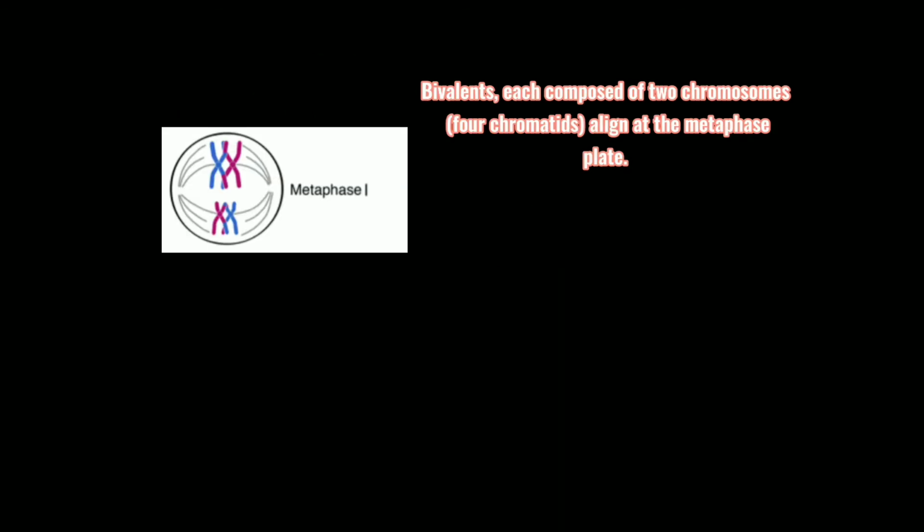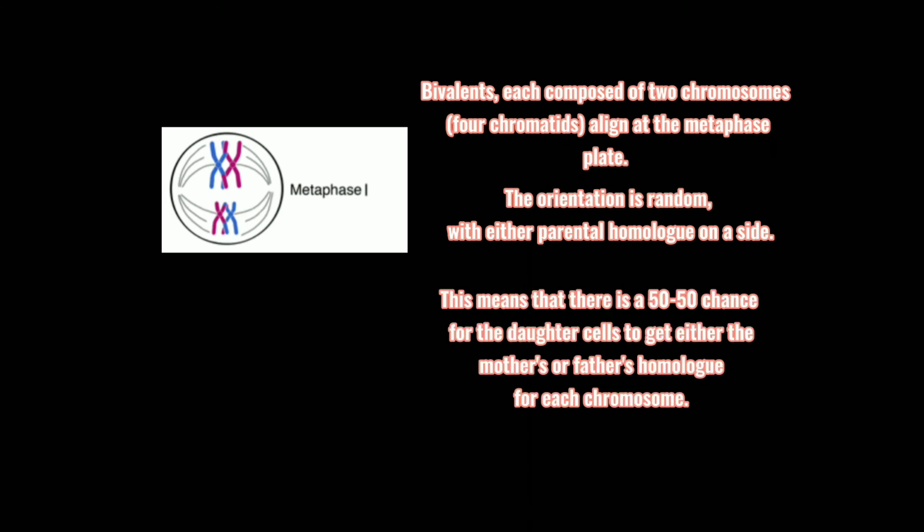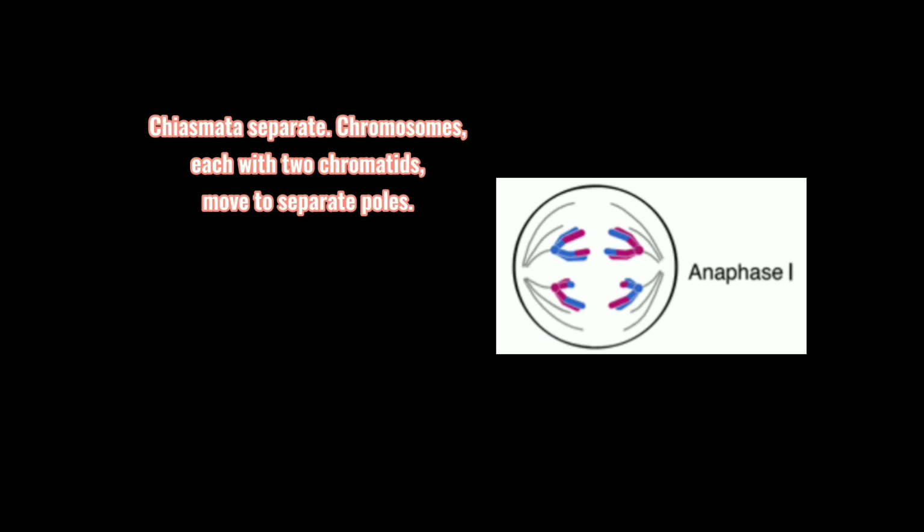In metaphase I, bivalents, each composed of 2 chromosomes, 4 chromatids, align at the metaphase plate. The orientation is random, with either parental homologue on the side. This means that there is a 50-50 chance for a daughter cell to get either the mother's or father's homologue for each chromosome. During anaphase I, chiasmata separate.